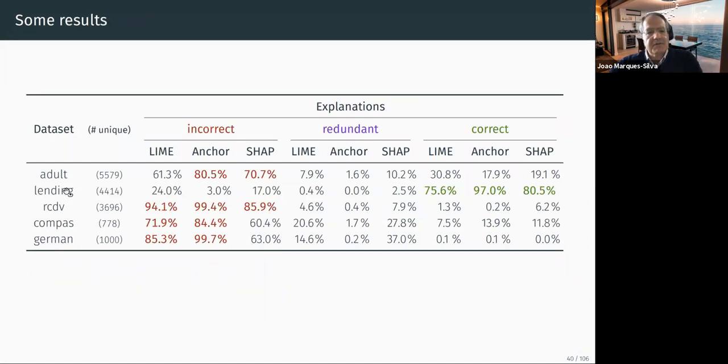And so this is what we got. We considered 5 data sets. This is the percentage of incorrect explanations that we got, redundant explanations and correct explanations. The numbers are in red because they are frightening, in my opinion, at least. Of the explanations that we computed with Lime, 94.1% are not correct, so they don't entail the prediction. 99.4 here and so on.